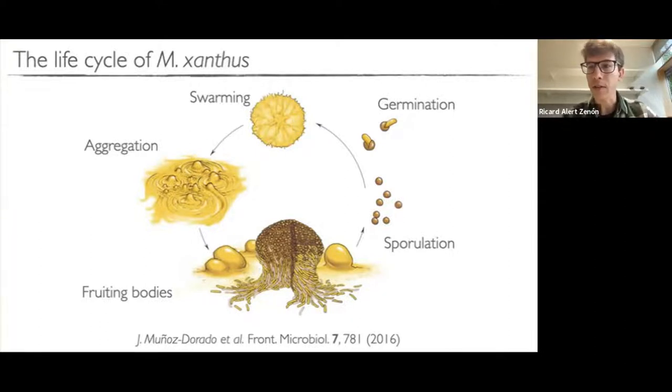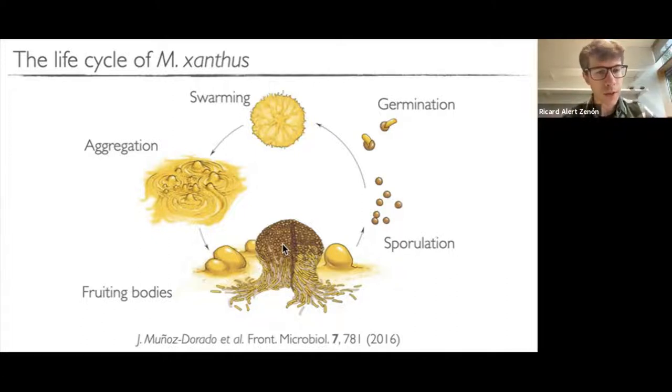Once they start running out of food, out of nutrients, they will start aggregating into very dense two-dimensional colonies. And from these dense two-dimensional aggregates, they will form these three-dimensional structures, the fruiting bodies that I was telling you about. The interesting thing is that inside these fruiting bodies, the rod-shaped cells will go back into spores. They will again transform into spherical, metabolically inactive cells. And this will allow the colony to collectively resist starvation. So this is a strategy that they follow.